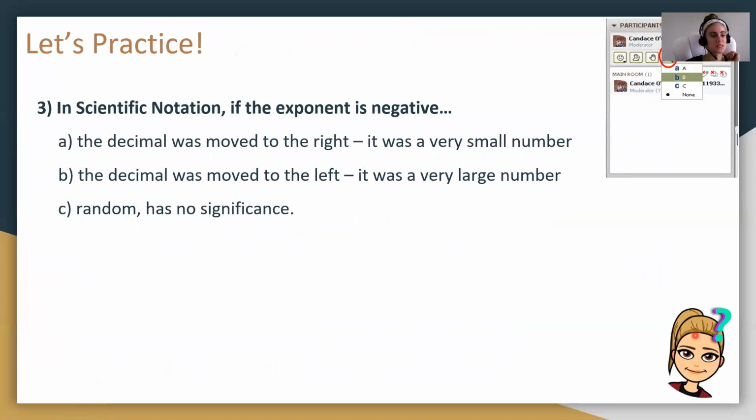A couple more practice problems. In scientific notation, if the exponent is negative, A, you moved the decimal point to the right, so it represented a really small number. B, you moved it to the left, so it represented something that was a large number. Or C, it is random and has no significance. I'm going to reveal the answer, so if you haven't picked it yet, hit pause. All right, the answer is A. So a negative exponent helps you know that that came from a small number. That was the direction I had to move the decimal.